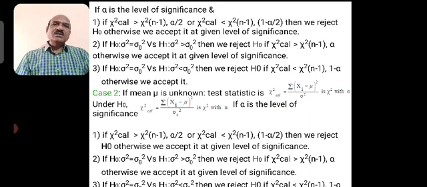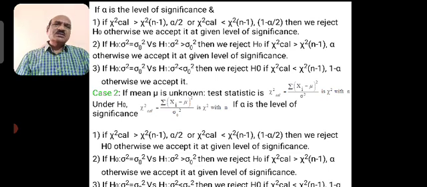If the alternative is sigma square is less than sigma naught square, then we write it as chi-square calculated less than chi-square n minus 1 comma 1 minus alpha, then we reject H naught, otherwise we accept it.